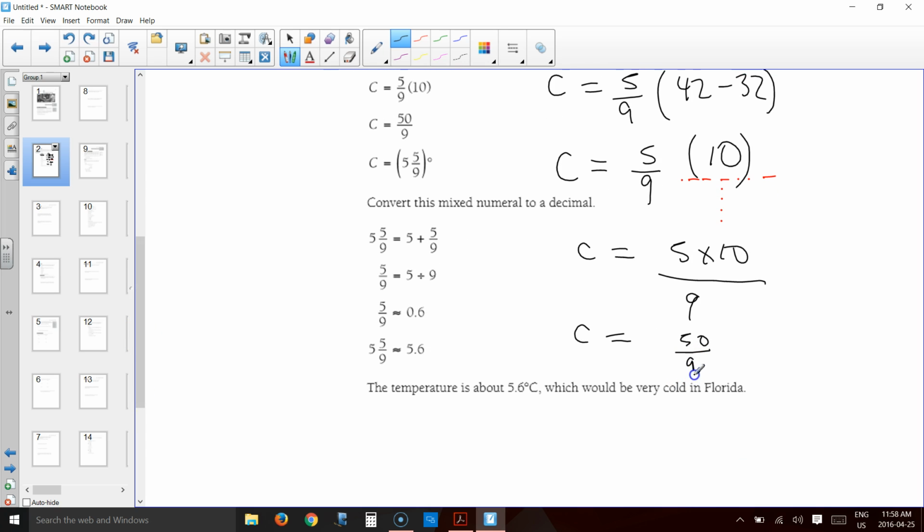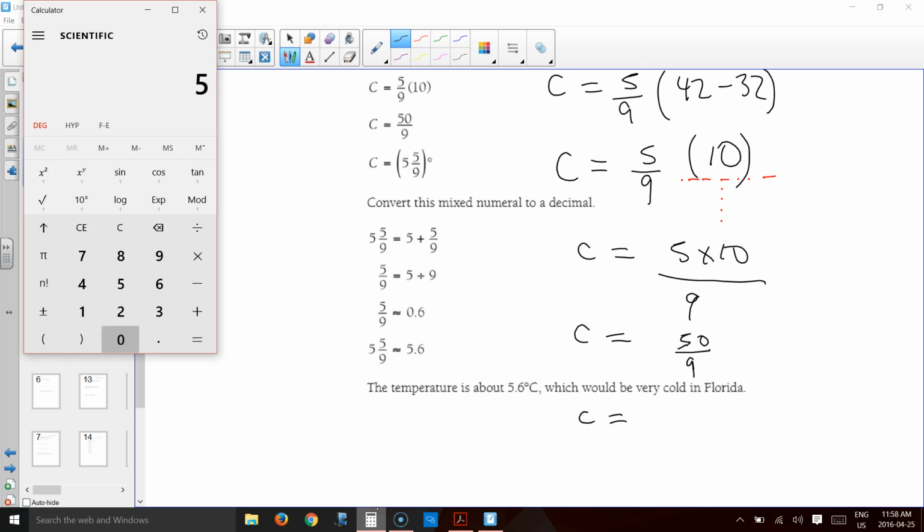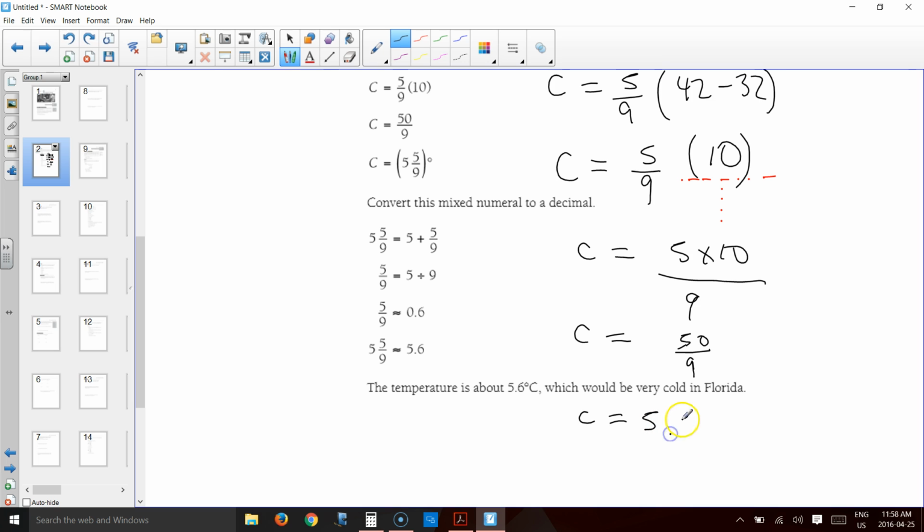Okay? And finally, C is 50 over 9. And then on a calculator, you just do the division. What is 50 divided by 9? Okay? It's going to be like 5.555. You could round that up. C is roughly 5.6 degrees Celsius.